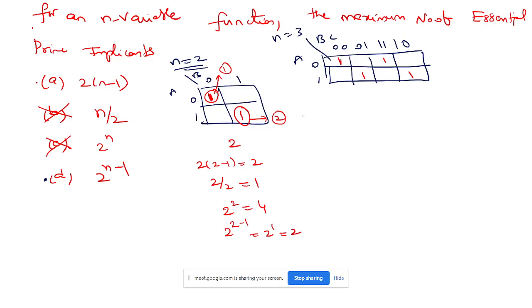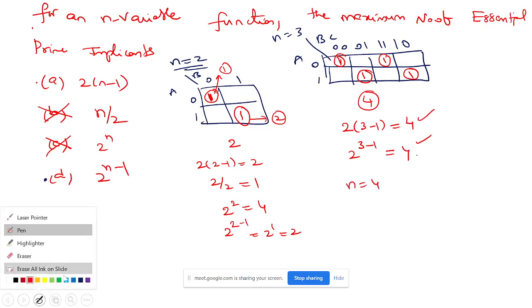So how many? 1, 2, 3, 4. 4 APIs. If I say 2 into 3 minus 1 is 4, 2 power 3 minus 1 is also 4. Okay, no problem. Let's go to n equal to 4. 4 variables came.